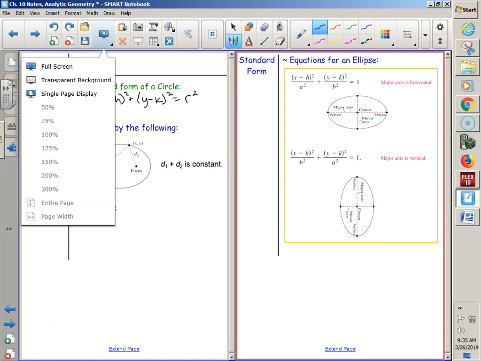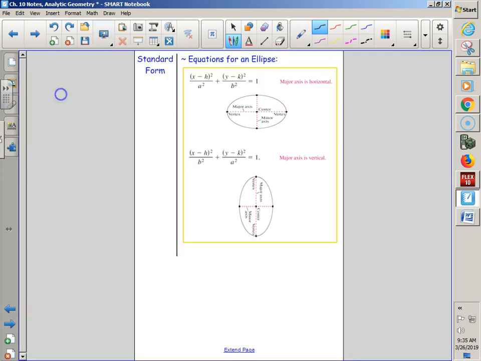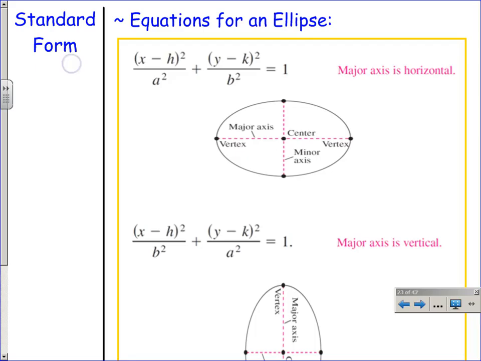If you need to skip a couple lines, totally fine. We'll come back to visualizing tomorrow. But what's going on for these equations for an ellipse? That's what's coming up here. What's going on with the equations for an ellipse?